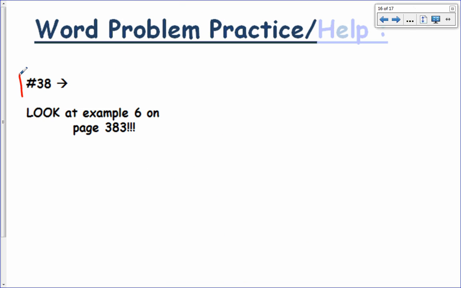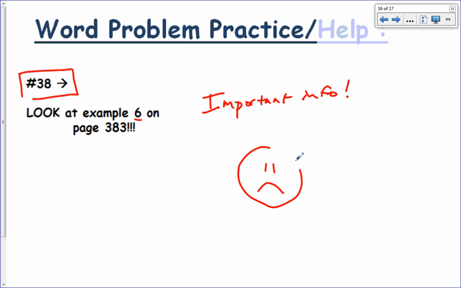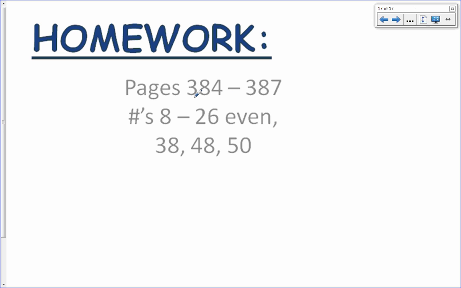In this next slide, I just want to point out that for number 38 on your homework, look at example number 6. If you do that, you'll have the important info that you need to solve the problem. If you don't look at number 6, then you will not know what to do, and you'll think, oh man, Mr. Corzine is so mean, he gave me this problem and I don't know how to solve it. Well, there's your answer. That's how you're going to get your help. You're going to do homework on page 384, 8 through 26 evens, and you got to do 38, 48, and 50.